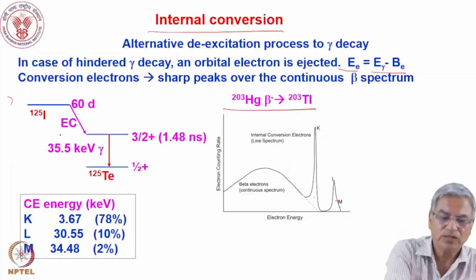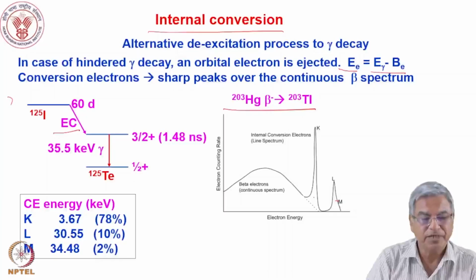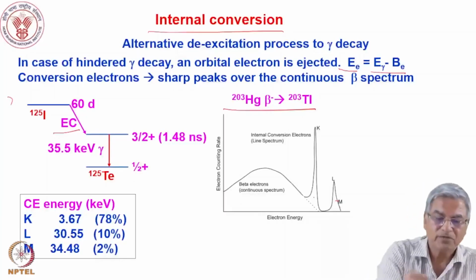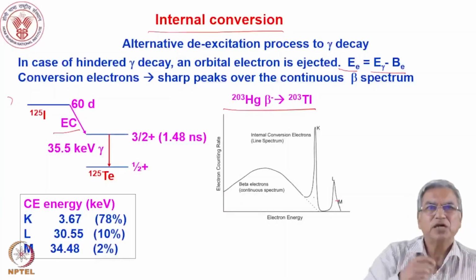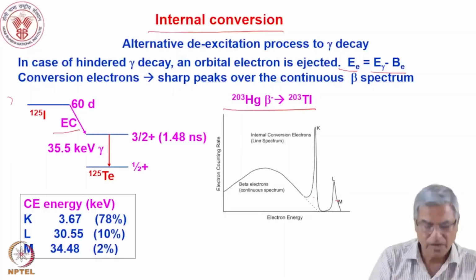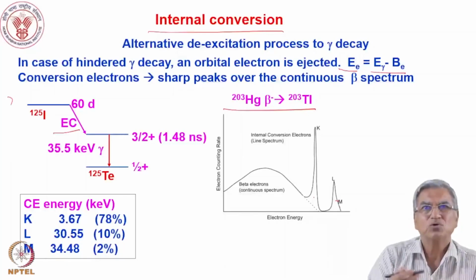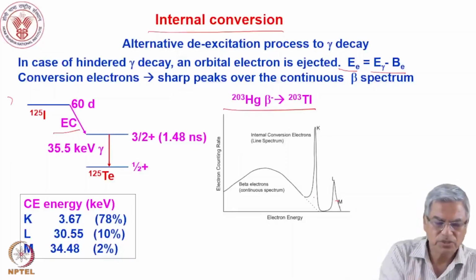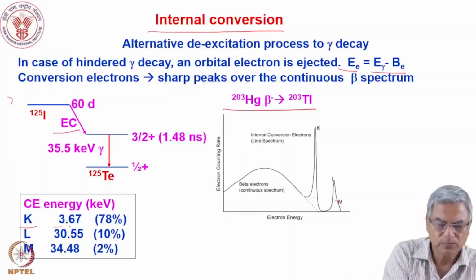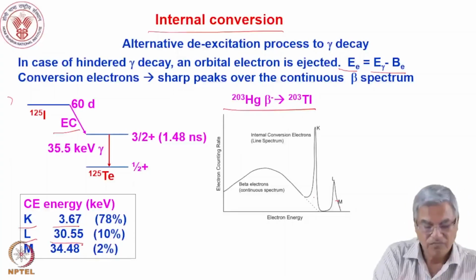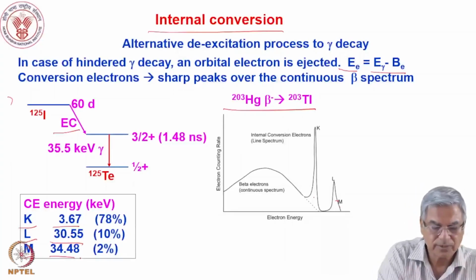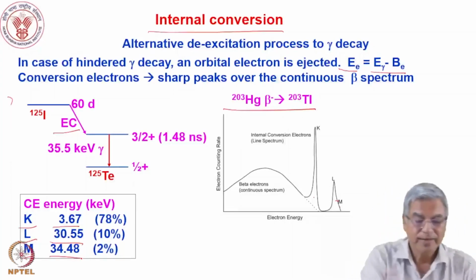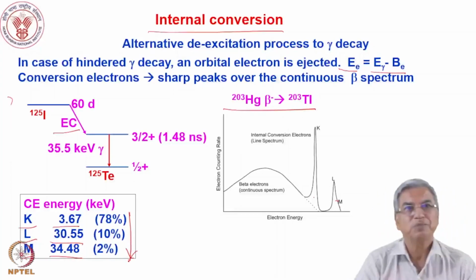But in the case of electron capture, where there is no gamma ray or beta emission, the gamma ray conversion will give rise to sharp peaks in the electron spectrum. And you see the electrons, because of the K conversion, at lower energy. So you can see here for K conversion 3.67 keV, L conversion 30.55 MeV, and M conversion 34.48 keV, and their percentages are also given in this.